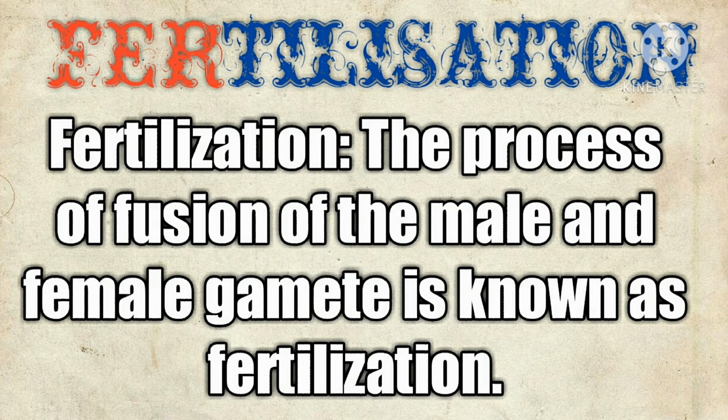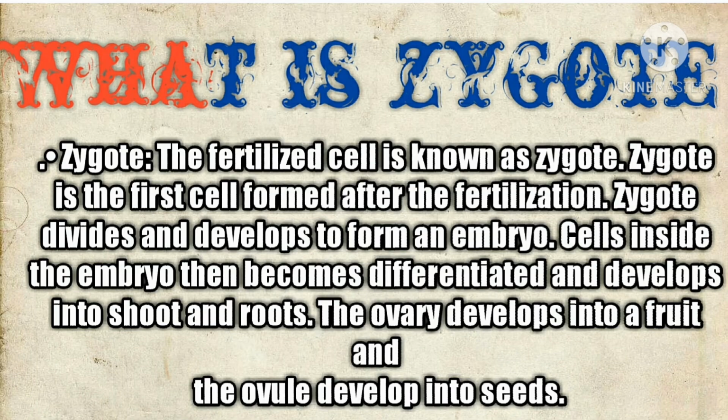Now when there is a fusion between male and female gametes, it produces a cell known as the zygote. So what is this fertilized cell? This fertilized cell is known as the zygote, and the zygote is the first cell formed after fertilization.